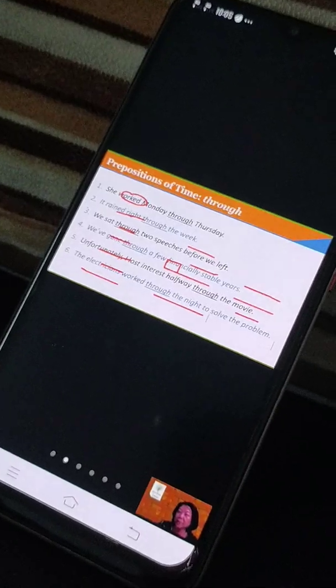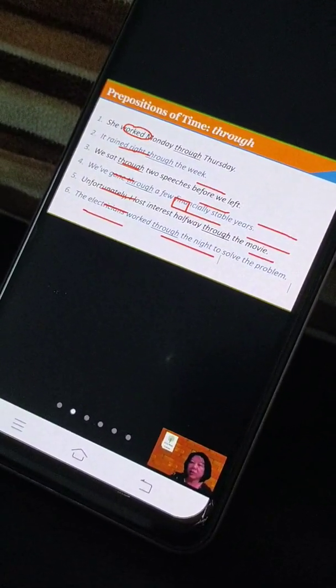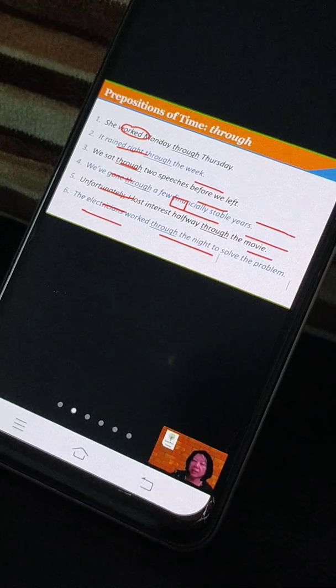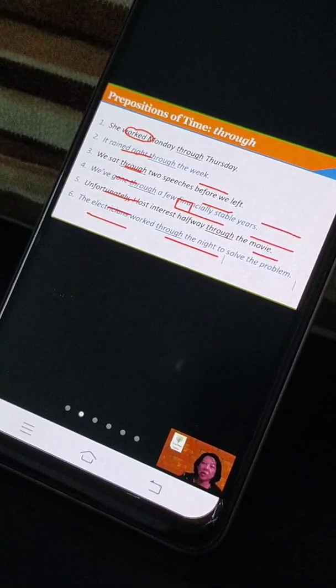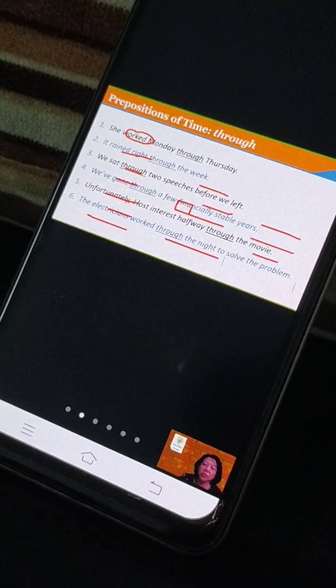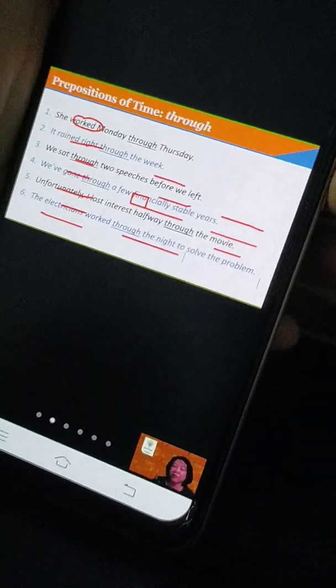People always say "Monday to Thursday" so people understand it, but actually the right one is "Monday through Thursday". That means you work from Monday, Tuesday, Wednesday, Thursday, all the way through the whole week. We sat through two speeches. It means you listened to two speeches before you left.